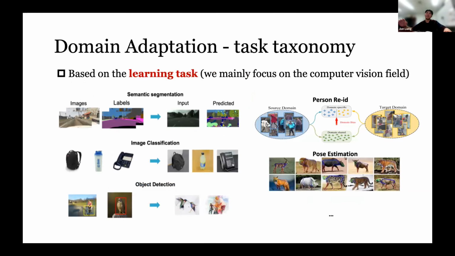We can easily divide the domain adaptation methods into many categories. Based on the learning task, many focus on the computer vision fields, and there are many learning tasks like semantic segmentation, image classification, object detection, or pose estimation. Nowadays, more domain adaptation papers focus on image classification or semantic segmentation, and some also focus on detection problems.